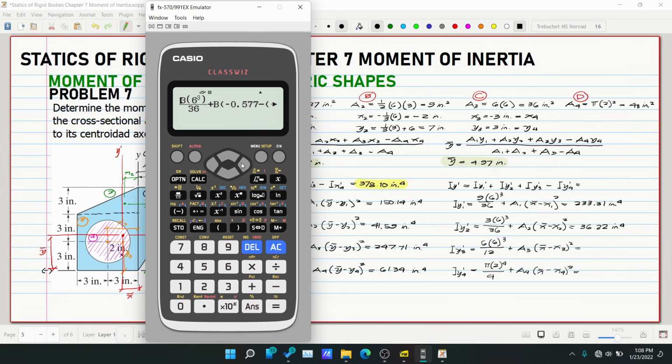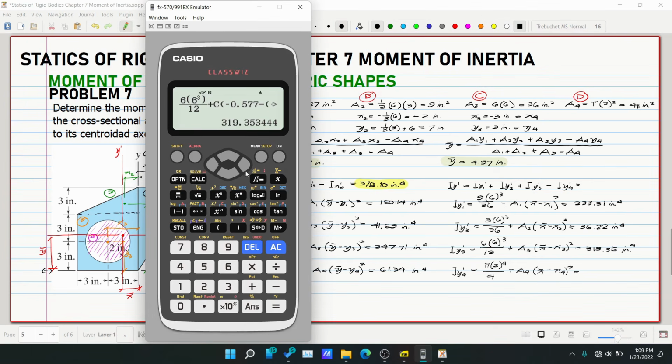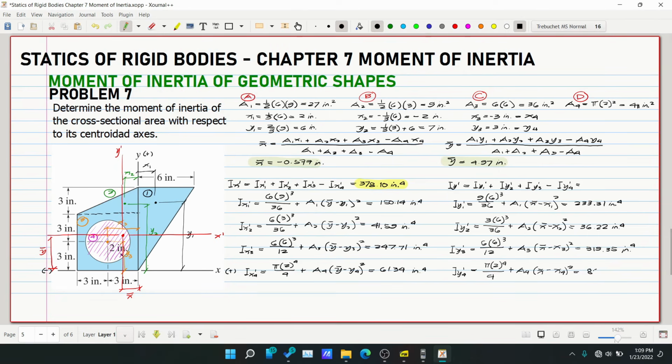Next, this is 6 by 6, pero over 12. Then, alpha C. The negative 0.577 minus x3, which is negative 3. So, 319.35 inch to the fourth. Next, pi r. So, 2 raised to 4 over 4. Then, alpha d. Okay, negative 0.577 minus negative 3. So, squared. So, 86.34 inch to the fourth. Okay?